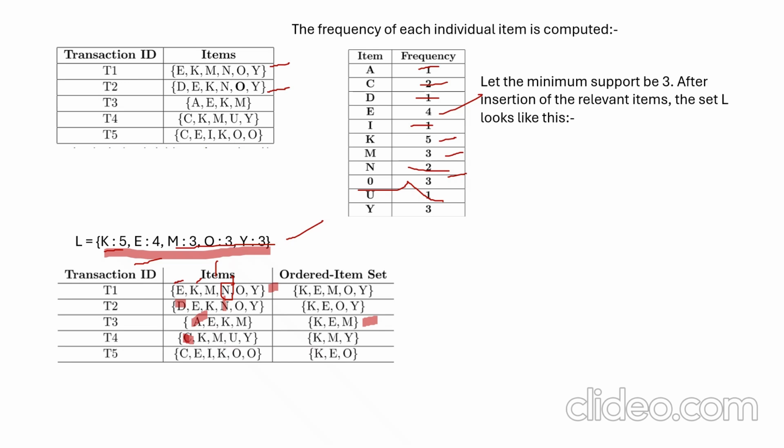So K you will have, M you will have, U will not have because U's support count is 1. So we'll have K, M and Y. And now if you go to the last transaction, CEIKOO.